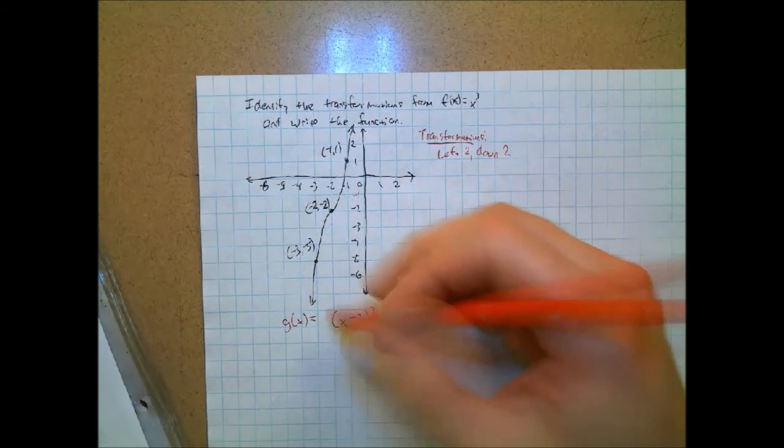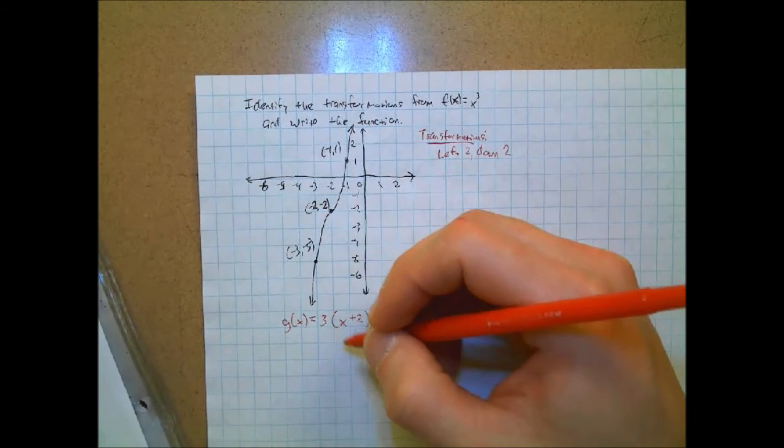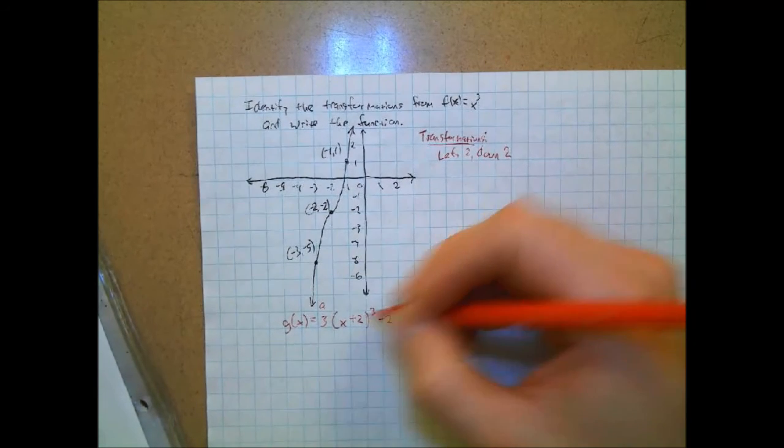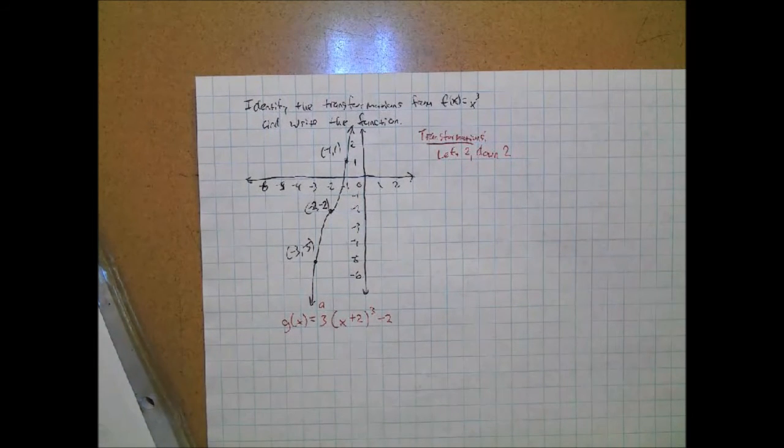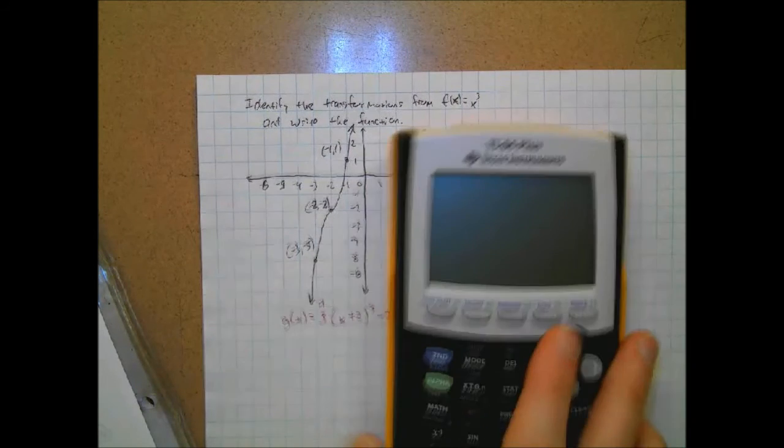3. Okay? So our A value there is 3. And then there's our H and K. There's our H and K. All right? If you remember, I showed you guys on the graphing calculator how you could get the graphing calculator to give you the function if you had some points. Let me show you how we can do that here. Same thing can be true here.